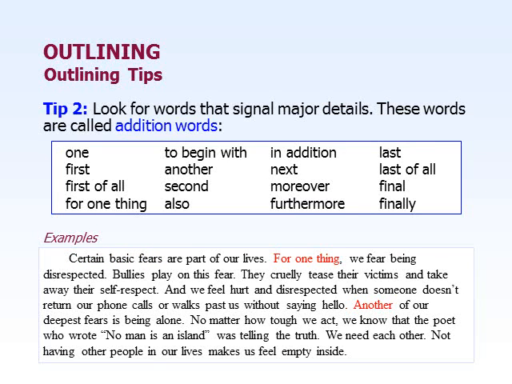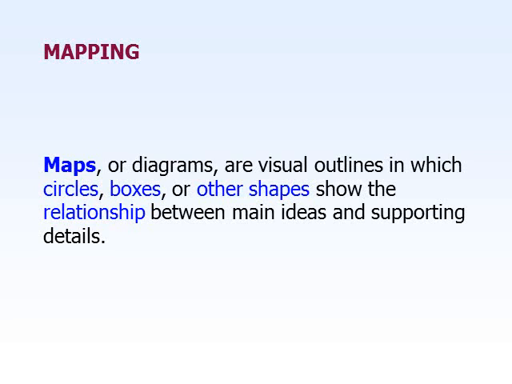The second tip that we want to look for the major details are these. In this book, it calls them addition words. We talk about them in writing as list order words. They're the same thing. But we see here for one thing, and we see another. And those tell us about major details.